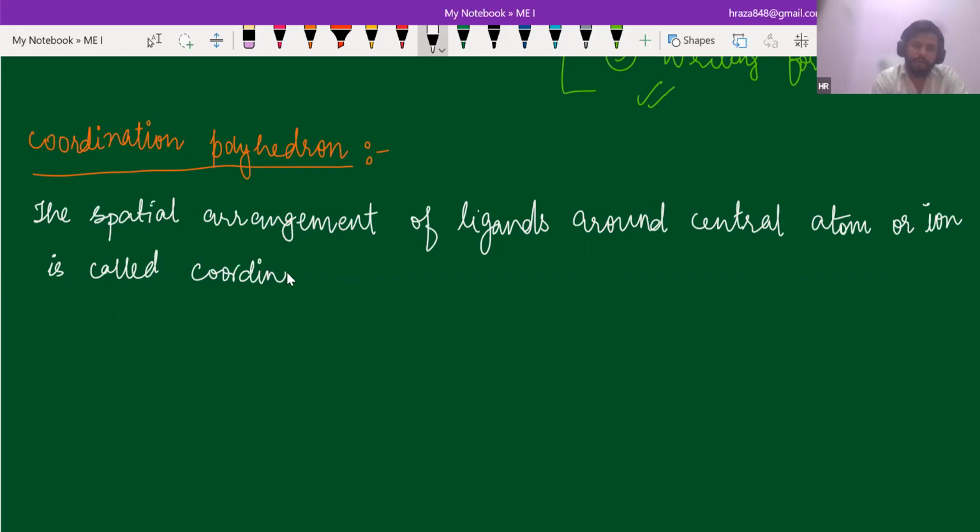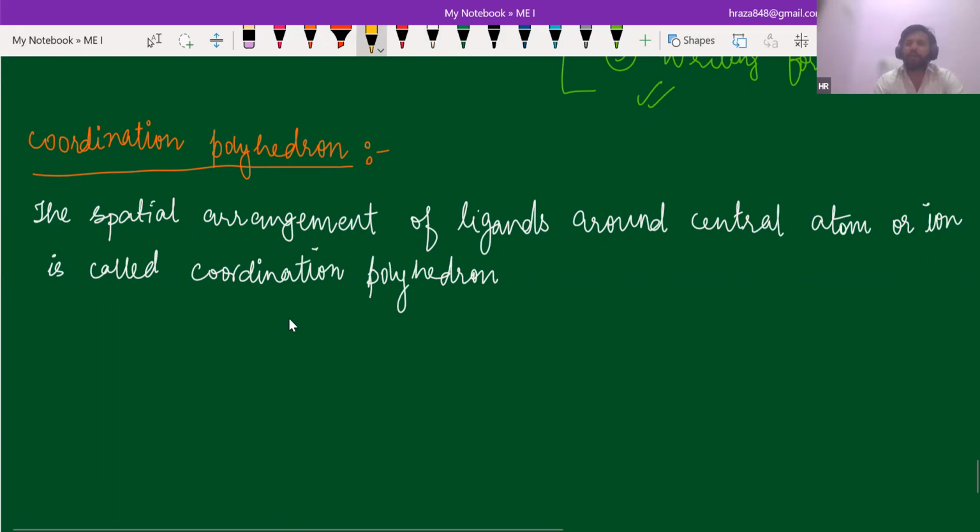Coordination polyhedron is called coordination polyhedron. Like if you have 4 ligands or coordination number 4, either it will be tetrahedral or square planar.